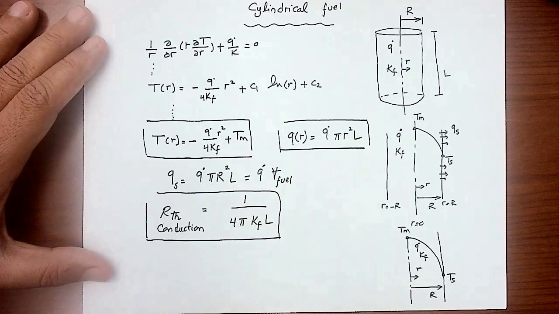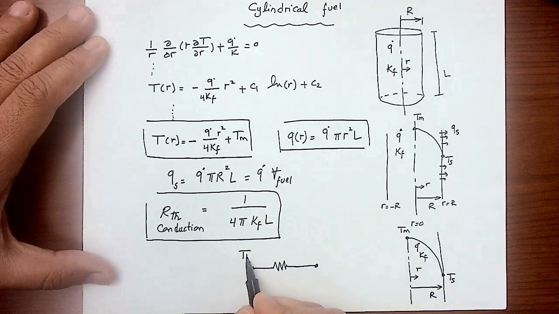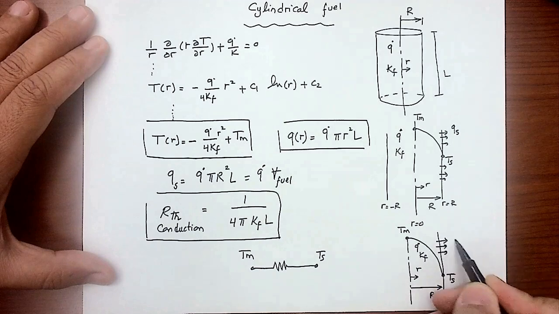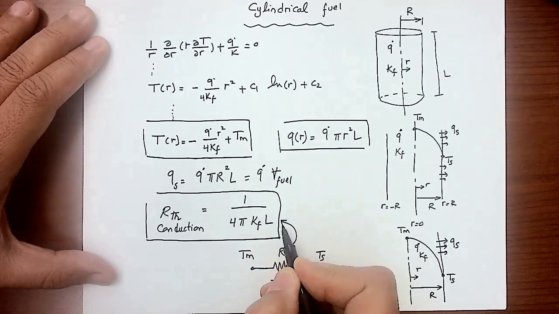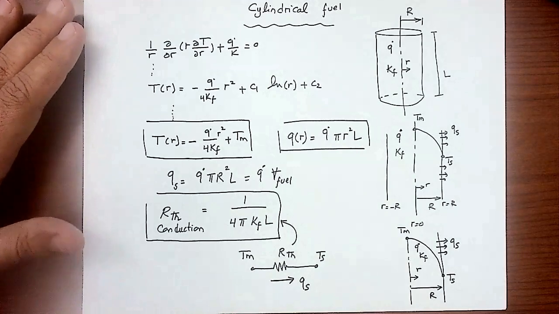Okay, so now I can replace this by a thermal resistance between T max and T surface. The heat going out is QS, which is going through the resistance. And this is the R thermal conduction, which is calculated from this equation.